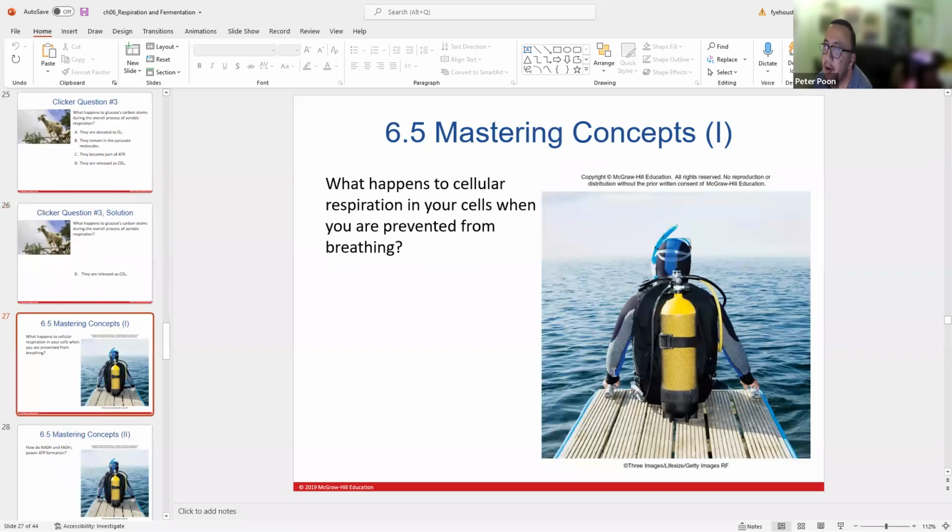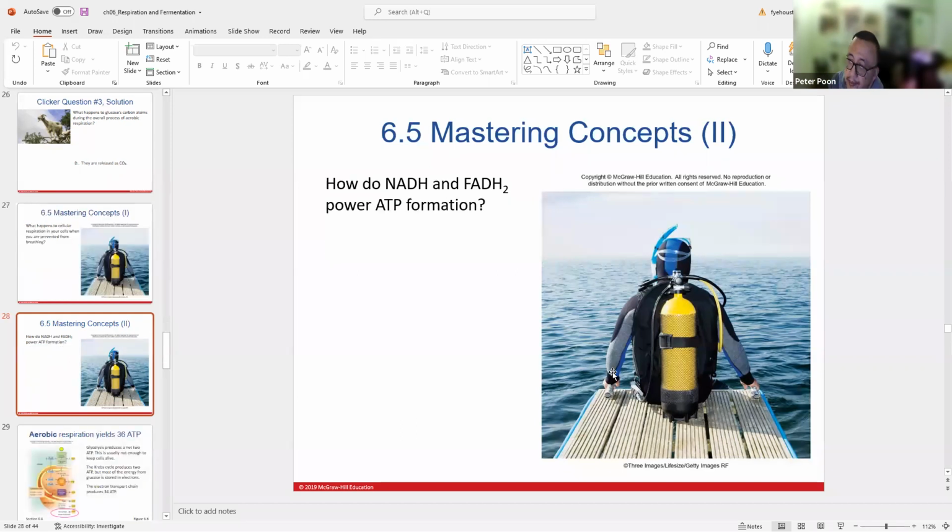What happens to cellular respiration if the cells are prevented from breathing? Well, you can't breathe, you can't get oxygen. If you can't get oxygen, you can't undergo cellular respiration, because the electron transport chain needs oxygen. The Krebs cycle needs oxygen. Everything in the mitochondria needs oxygen. You still can do glycolysis for a little bit of energy, but not enough to survive for long periods of time.